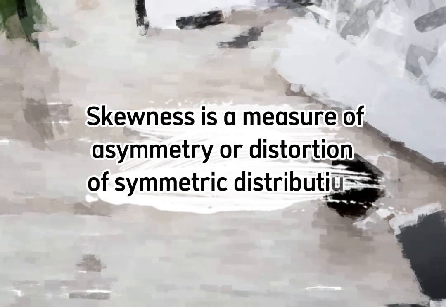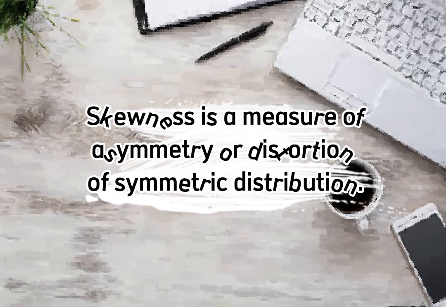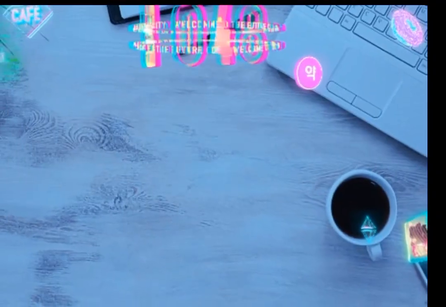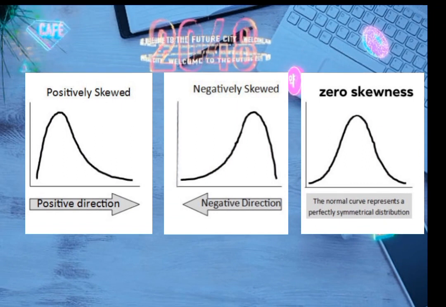Based from the previous topics that we've encountered, skewness is a measure of asymmetry or distortion of symmetric distribution. It measures the deviation of the given distribution of a random variable. We have here the graph that tells if it is positively skewed, negatively skewed, or if it has zero skewness.